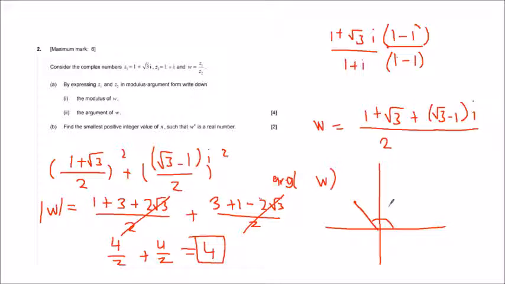In order to get its angle, we're going to have to see which quadrant it's in first. So which quadrant is this in? Well, first of all, we have 1 plus square root of 3 and square root of 3 minus 1. So 1 plus square root of 3 is obviously positive, and square root of 3 minus 1 is also positive. Since these are both positive, we can assume it's going to be about right here.